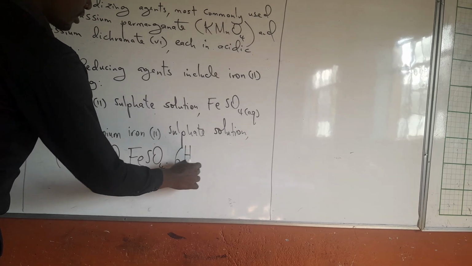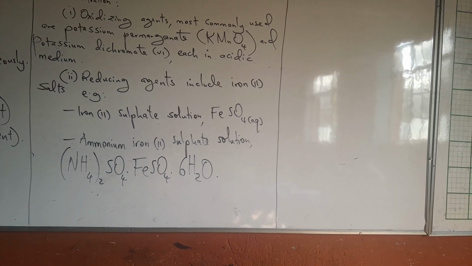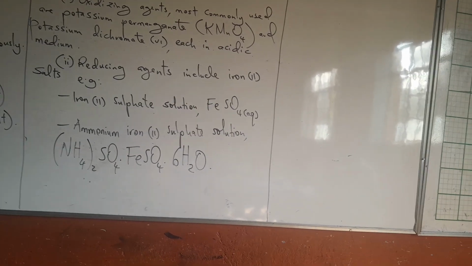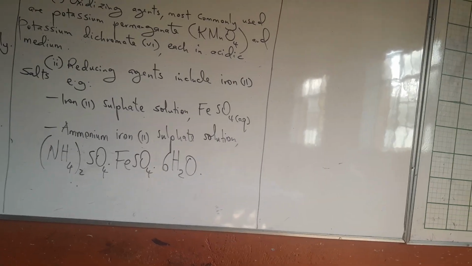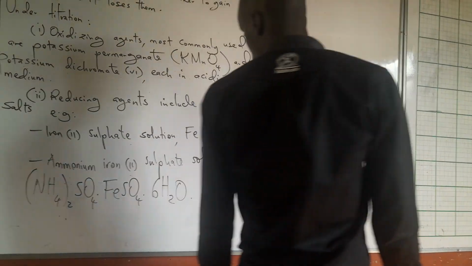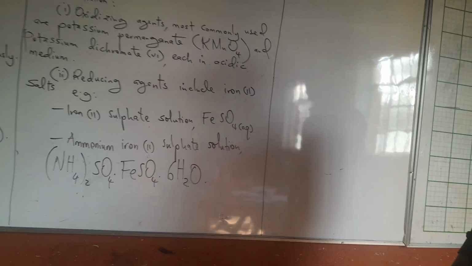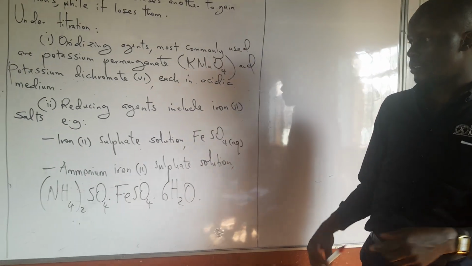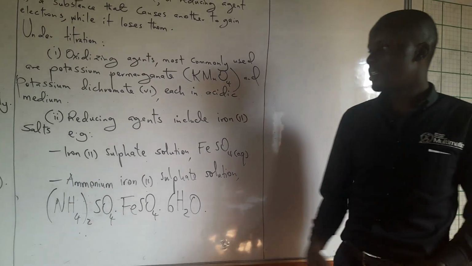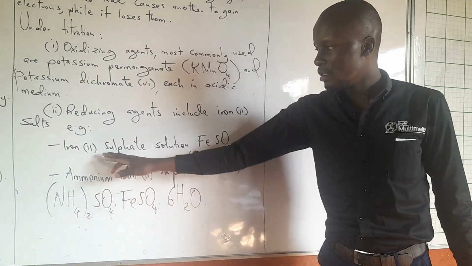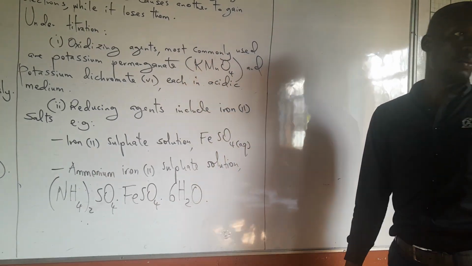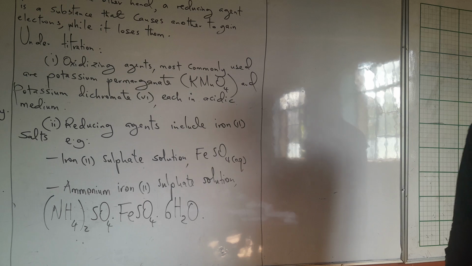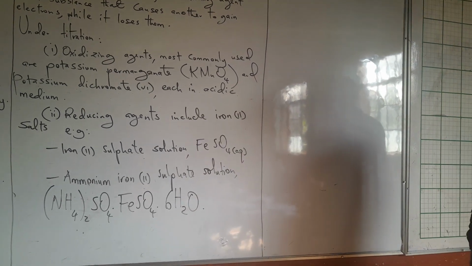It is a hydrated salt, so it has 6 molecules of water of crystallization. So the choice of these two salts is that they provide iron(II) ions, which are very good reducing agents. Okay?